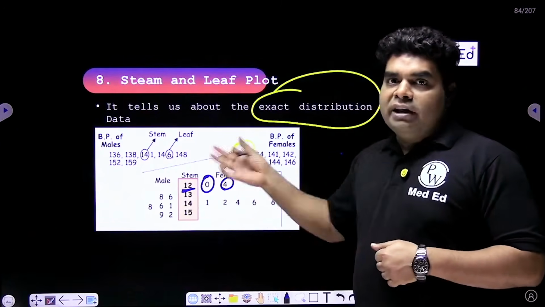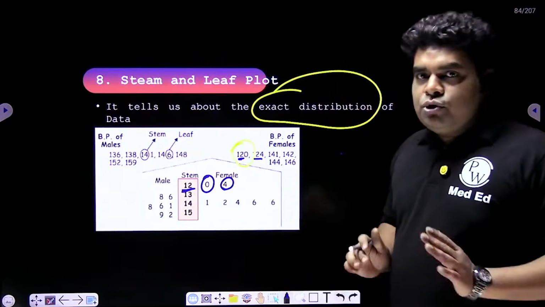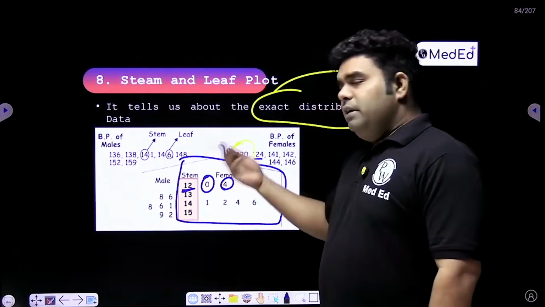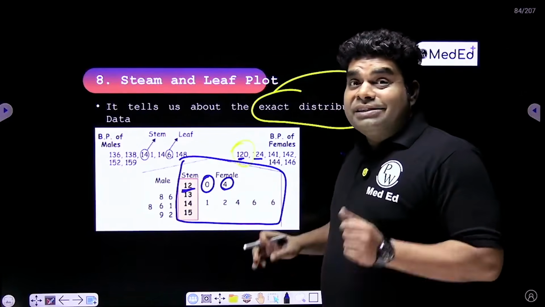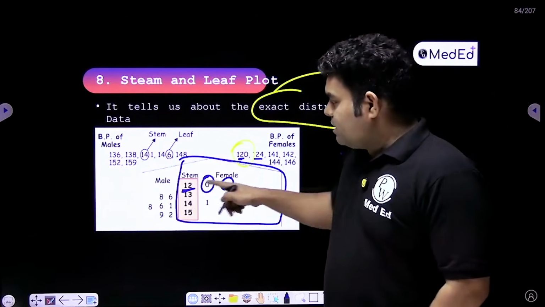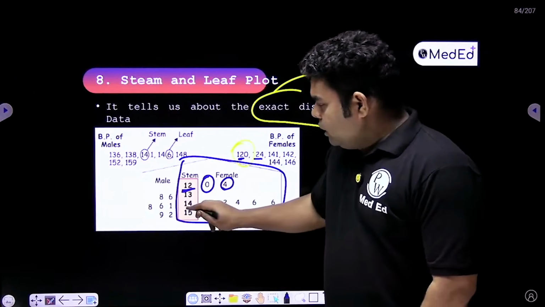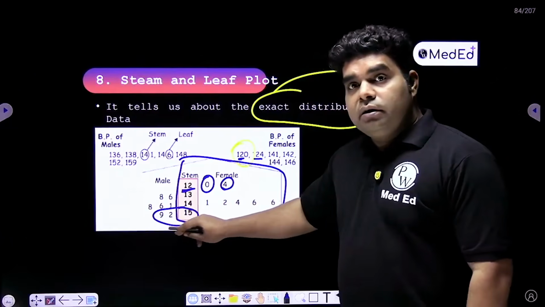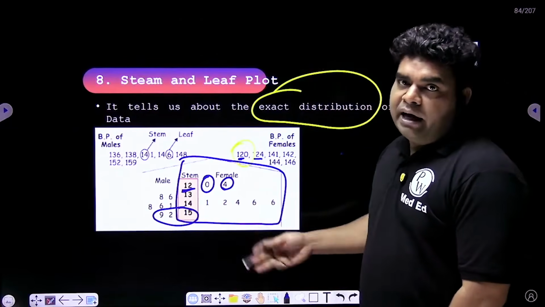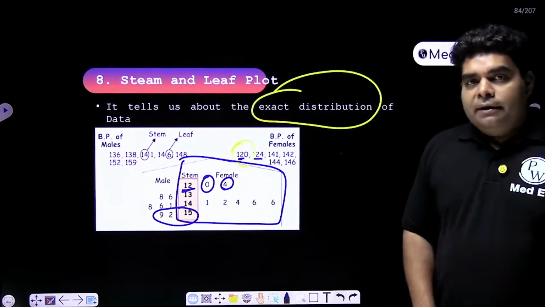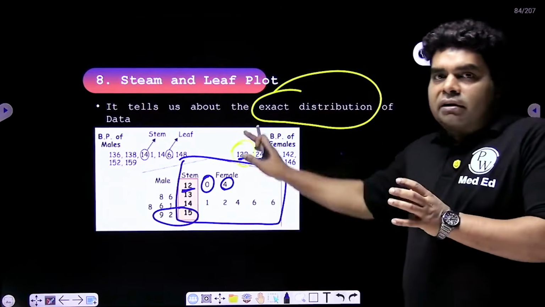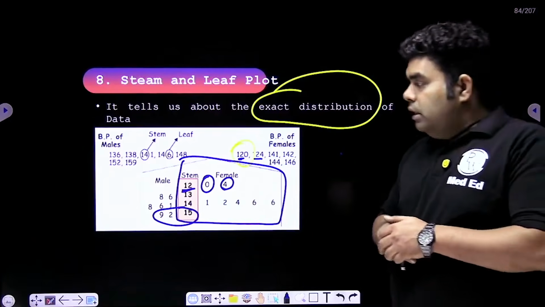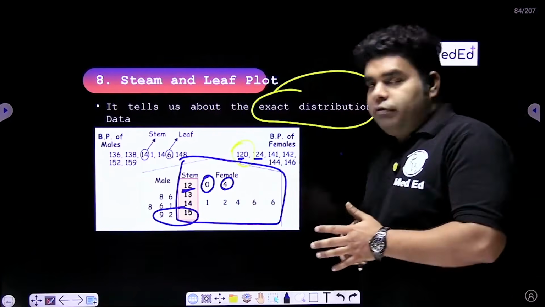Likewise, you will arrange all the numbers, and only image-based questions can come from here. If they give an image like this, half of it or full of it, it is a stem and leaf plot. And it is telling us the exact distribution. If you look at the stem and leaf plot, you can say that only 2 males who are 152 to 159 need the antihypertensive medicine. The rest can be corrected by lifestyle modification and all. So we can get the exact distribution by stem and leaf plot. Image-based questions can come from it. Okay, so these are the 8 methods of data representation.